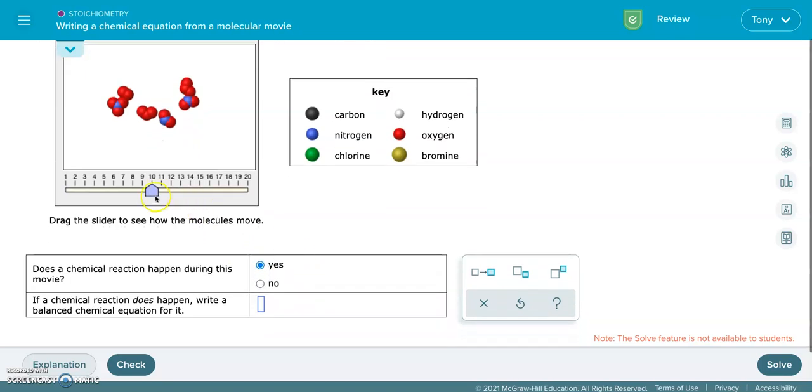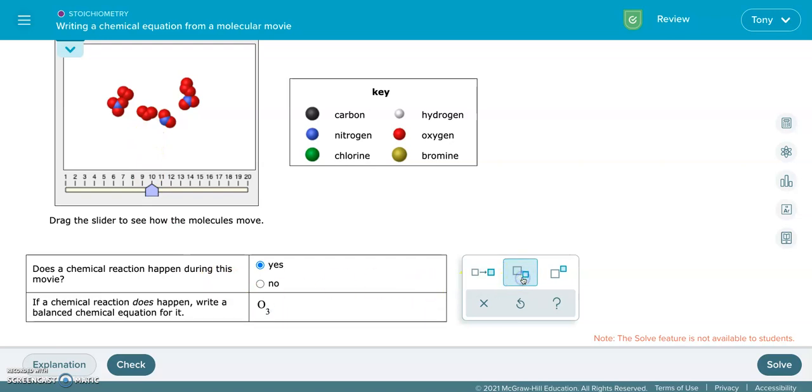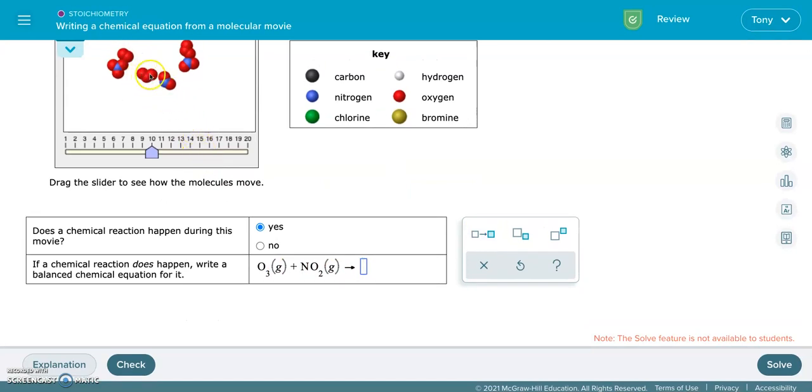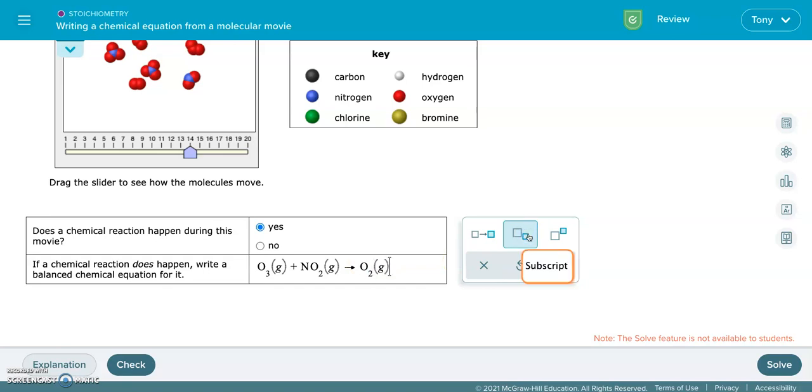So let's click yes. Going into the collision, we start with an O3, so let's do that first. O3, of course, phase labels. It's a gas. That reacts with NO2, which is also a gas. Then we have a chemical reaction. So our O3 and our NO2 collide with one another. We see that collision. We are left with an O2. Don't forget your phase labels. And then NO3 is our other product. So this is that O2, this is the NO3.